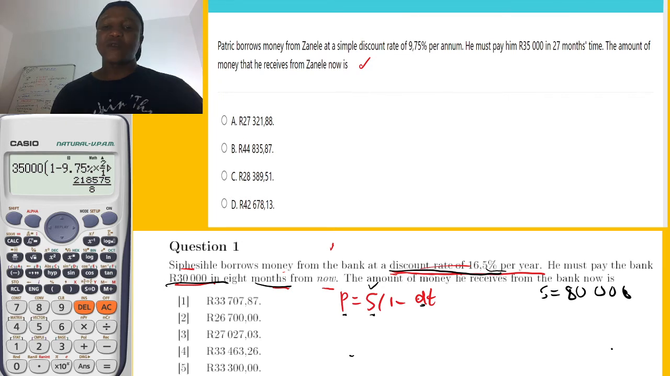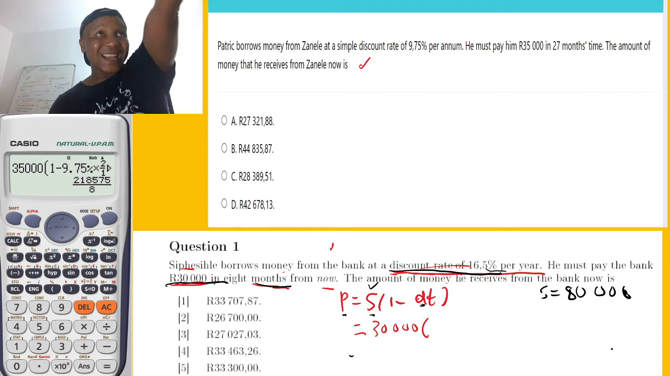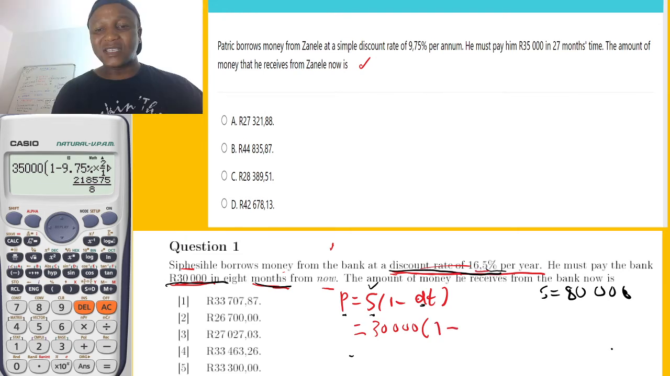So now we can finish up this question. What do they want? He must pay back 30,000 in 8 months. So the future value we have is 30,000, because you must pay back that money, which means it's a future value. Then 1 minus the discount rate, which is D, equal to 16.6%, multiplied. You put that percent, times the time. How long is the time?